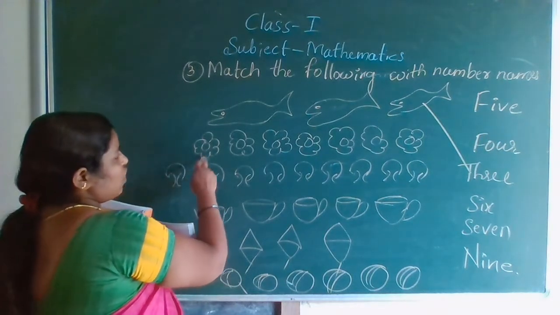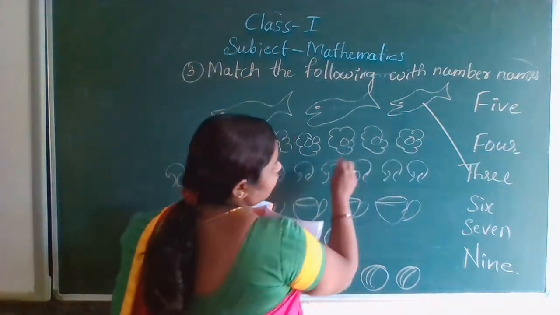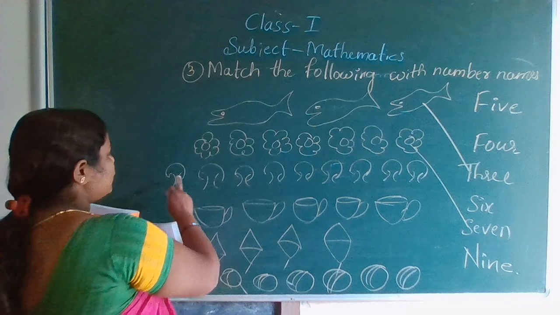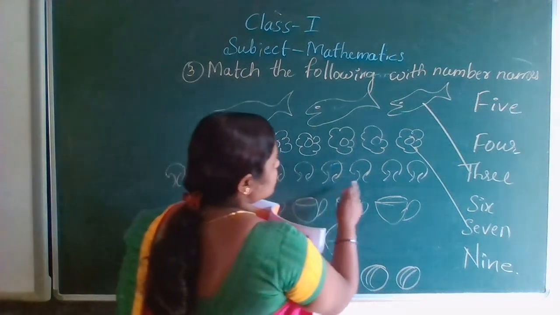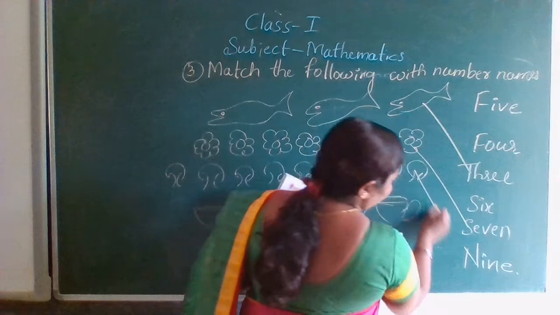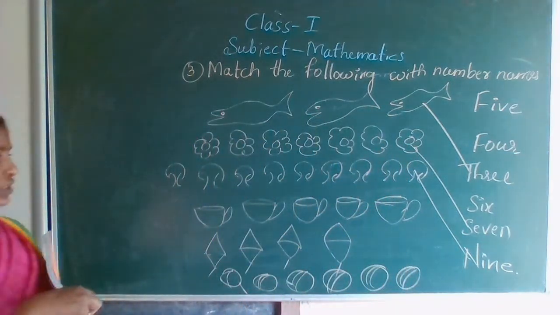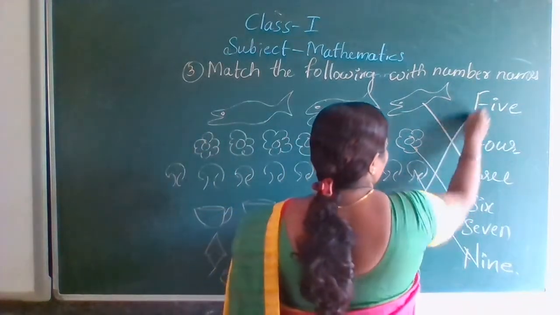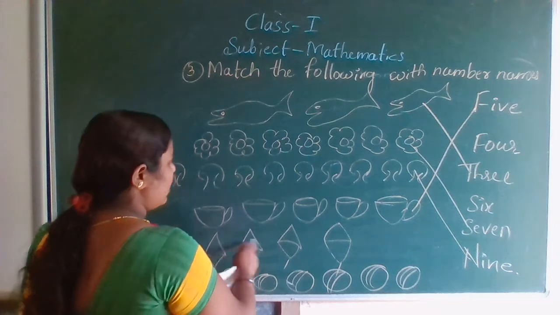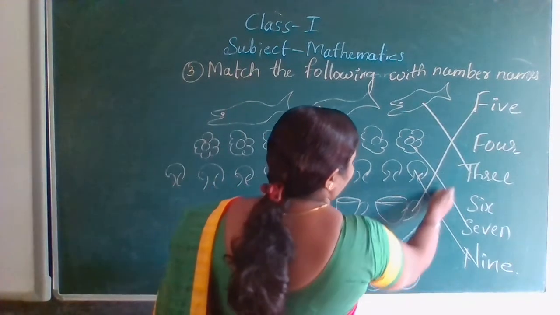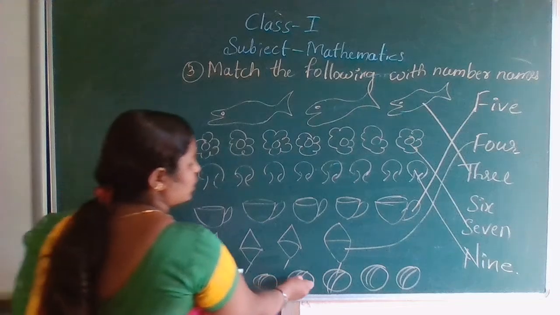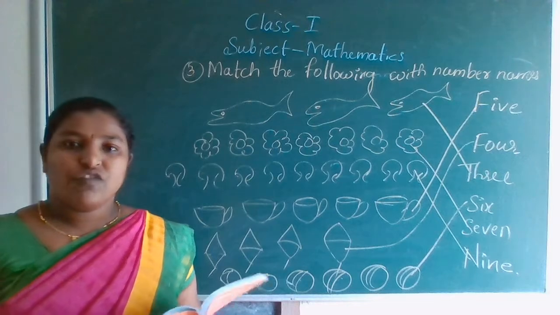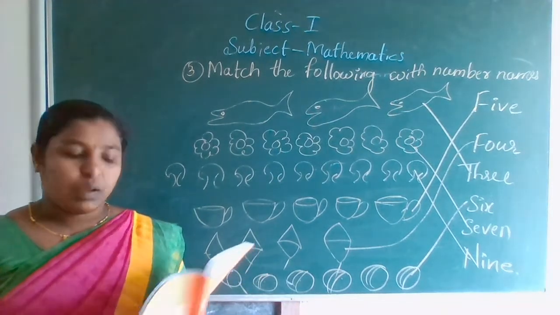How many flowers? 1, 2, 3, 4, 5, 6, 7 flowers. There are 7 flowers. Then how many trees? 1, 2, 3, 4, 5, 6, 7, 8, 9 trees. Then cups. 1, 2, 3, 4, 5. So 5 cups. Then kites. 1, 2, 3, 4. There are 4 kites. 1, 2, 3, 4, 5, 6. Then 6 balls.